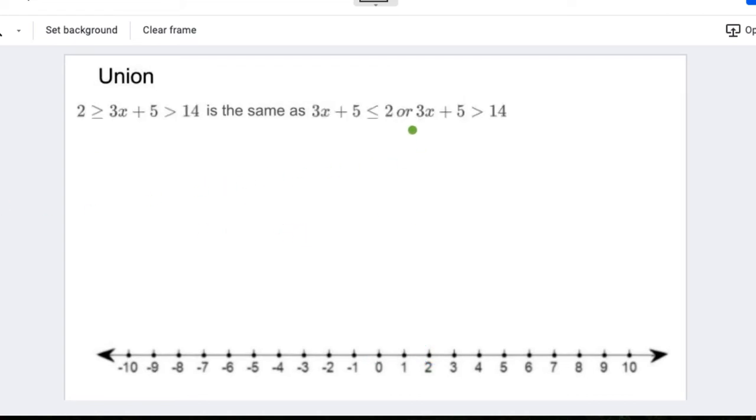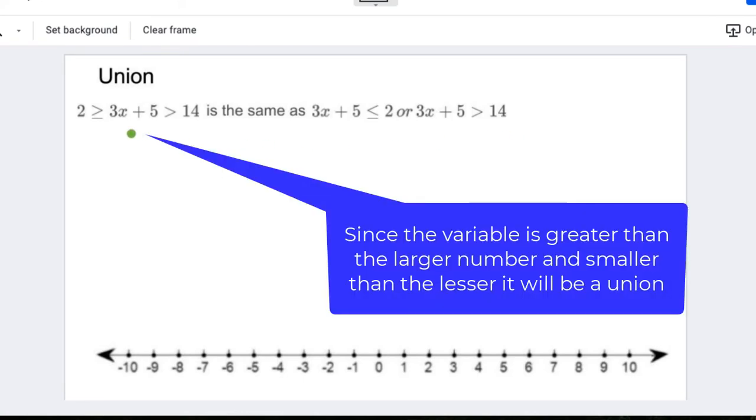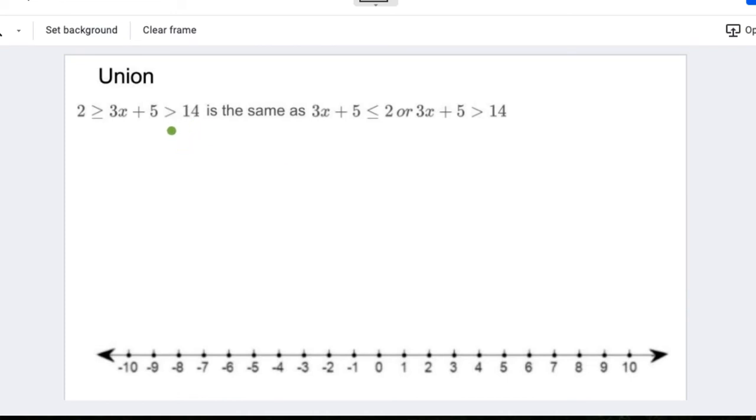The union uses the word or. So if you see it written out, you'll have 3x + 5 is less than or equal to 2, or 3x + 5 is greater than 14. The reason I know this is the same as this is because the one that I want, the variable, 3x + 5, is greater than the larger number. So that means it's going to be going to the right. But it is less than the smaller number. So it's going to go to the left.